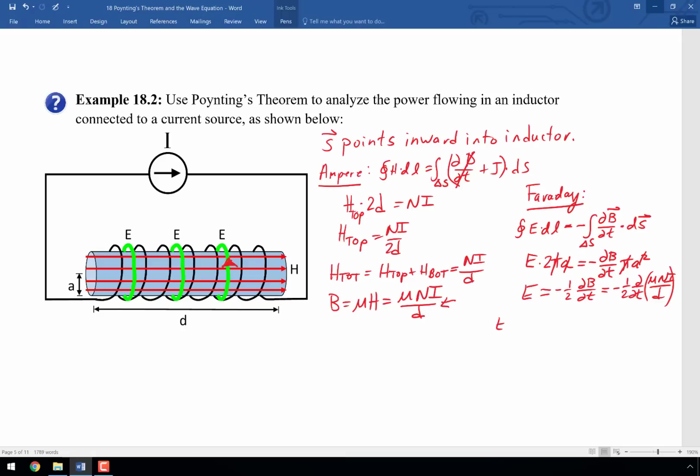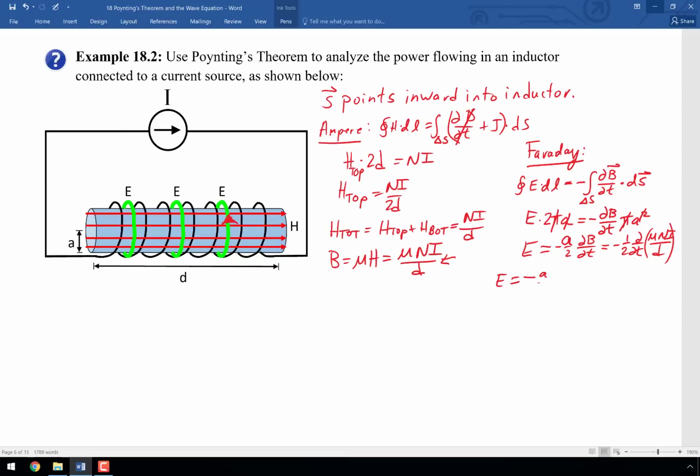So E is equal to negative, let's see, I can pull out, oh, I think I missed an a. Yeah, there was an a left over, so it's negative a over 2. Sorry about that, it's not just negative 1/2. So it's negative a over 2. Then we can pull the mu and the N and the d out: mu N over d times the partial of I with respect to t.